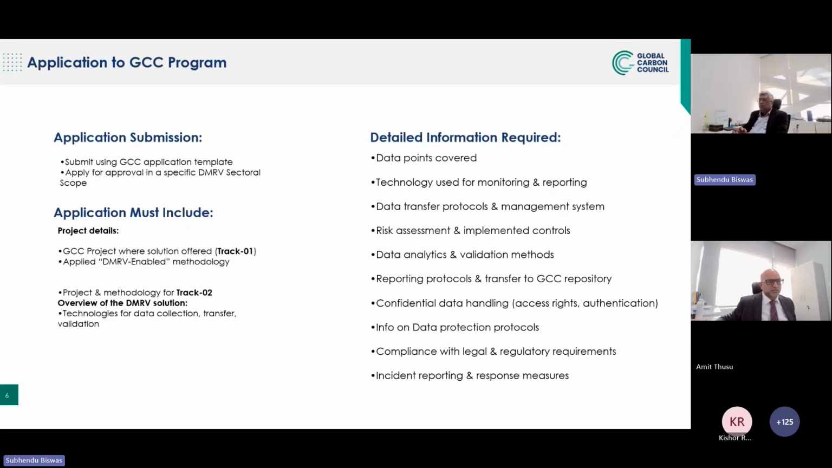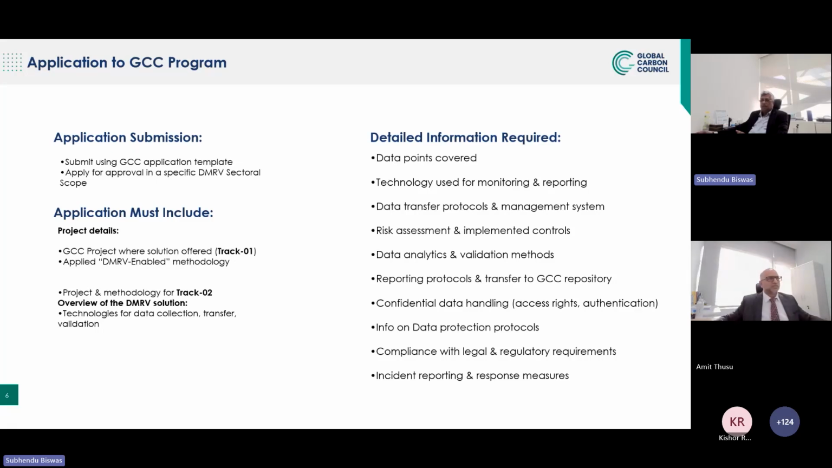The information we need covers the data points that you're covering, the technology you're using, transfer protocols and management system, risk assessment and implemented controls, data analytics and how you validate the data, reporting and transfer protocols to GCC, confidential handling of data with respect to access rights and authentication, data protection protocols, and compliance with legal and regulatory requirements. Certain jurisdictions have strict regulations with respect to data sharing and handling of data. And if any incidents happen, how do you do incident reporting and response?